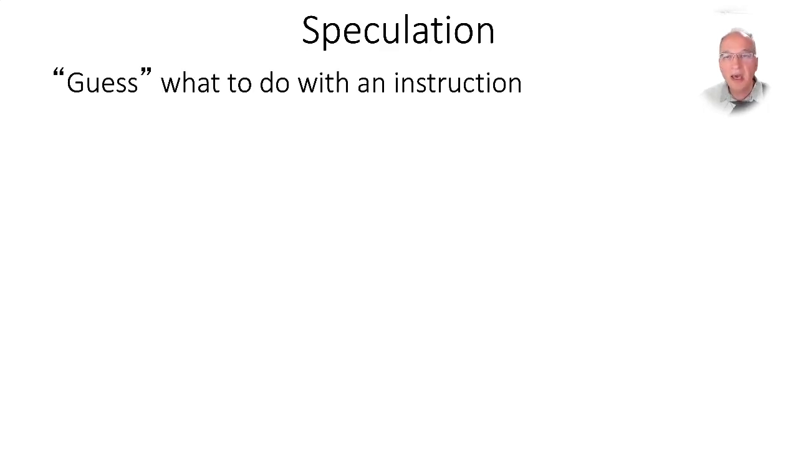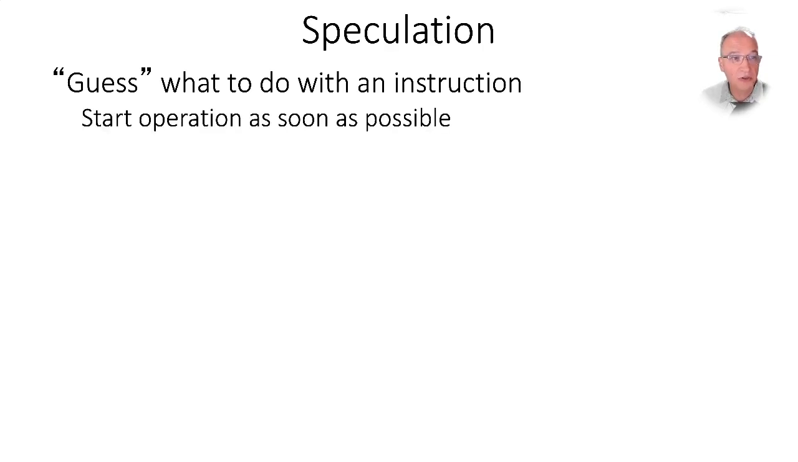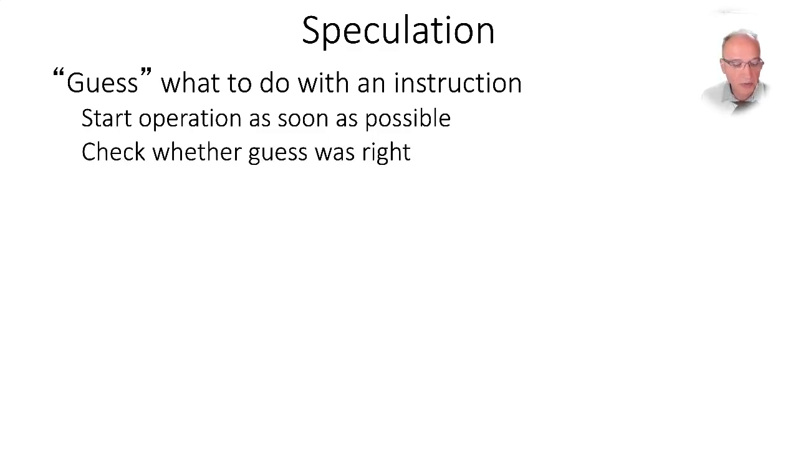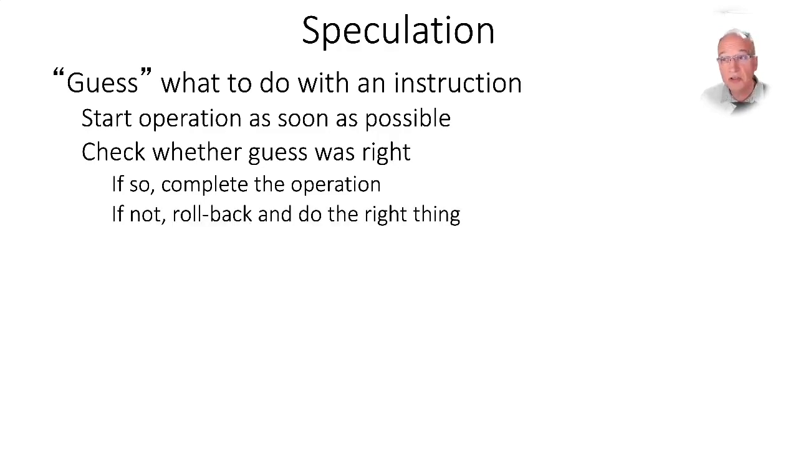The other topic that we need to discuss in this unit is the idea of speculation. Speculation is when you guess what to do with an instruction. There are several types of speculation that we again discuss in detail in 49. The idea is that you're going to start operations as soon as possible, and you'll check whether your guess was correct or not. If the guess was correct, you will complete the execution of the instruction. If the guess was incorrect, you're going to roll back, and then you're going to do the correct thing.